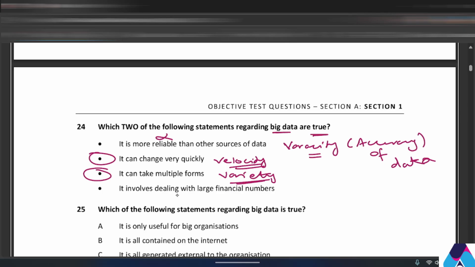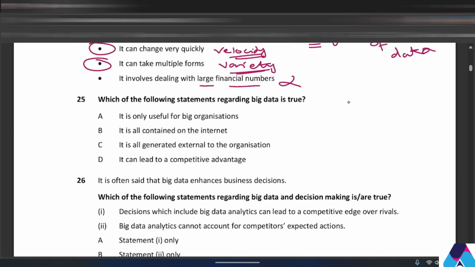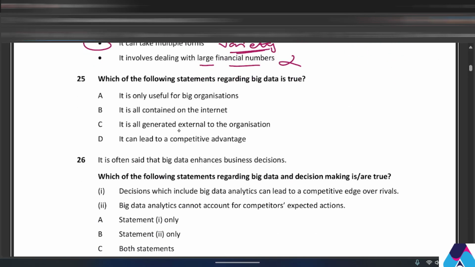It involves dealing with large financial numbers. Now, it does have a large amount of data, but it does not necessarily have to be financial numbers. It can be non-financial also. So when you say that it's just large financial numbers, that makes the statement wrong. So the two that we had to find are the second one and the third one. And with that, question number 24 is complete. Now let's look at question number 25.